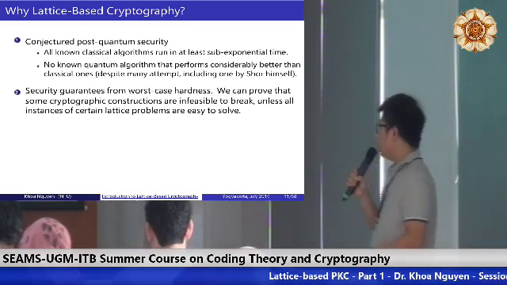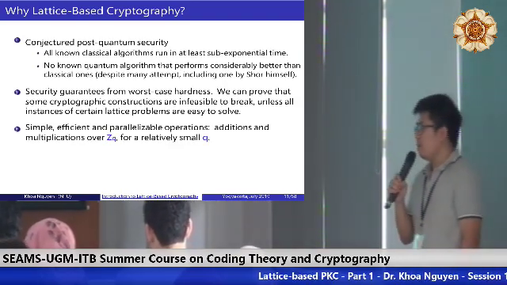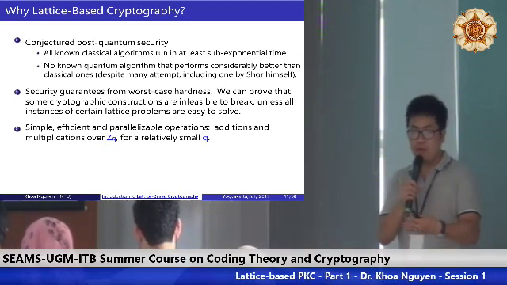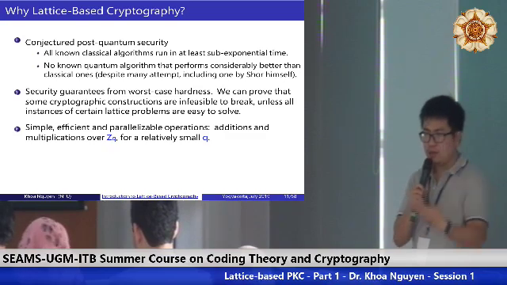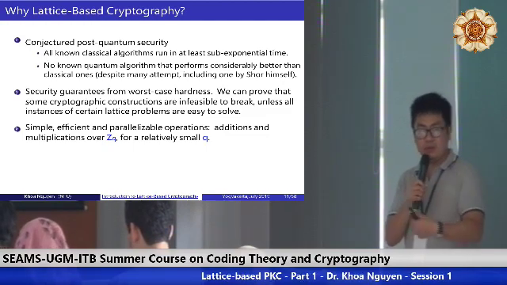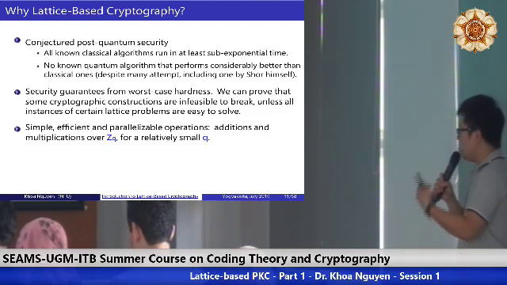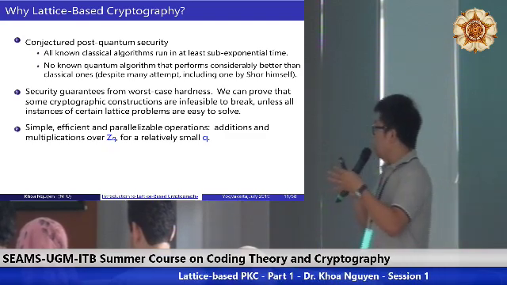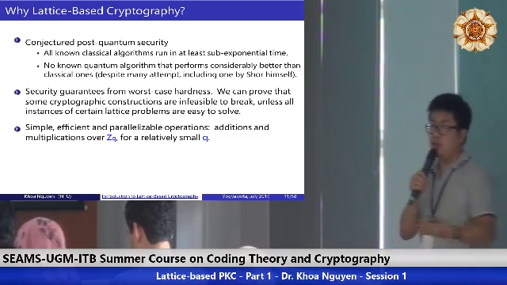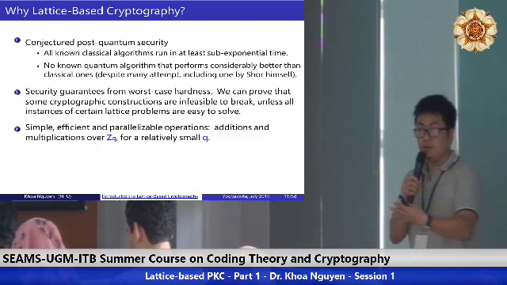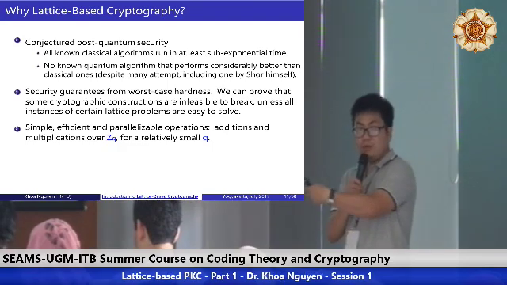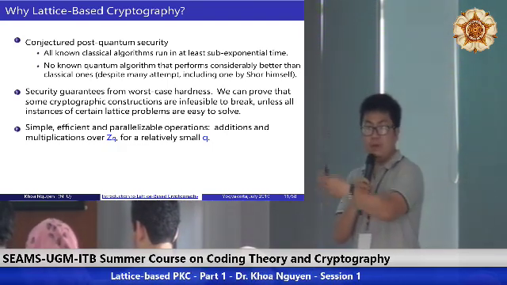Also, another advantage is that if you look at number theoretic cryptography based on discrete log and RSA and factoring, normally we have to do some kind of exponentiation operation, which is quite costly. In contrast, in lattice-based cryptography, we mainly deal with addition and multiplication over some ring Z_q for a relatively small q. So the q that we use in lattice-based crypto is quite small compared with the prime p we use in discrete log.